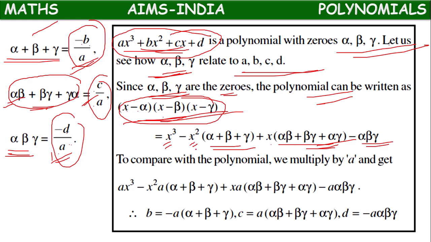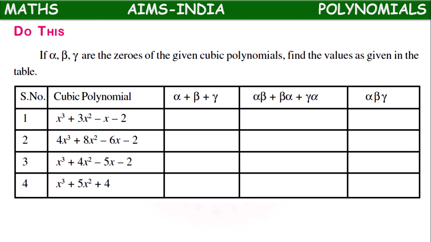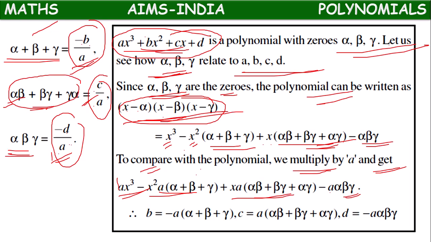So if we compare with the given polynomial, if you multiply all terms by a, it will become a x cube, minus x square, a into alpha plus beta plus gamma, plus x into a into alpha beta plus beta gamma plus alpha gamma, minus a into alpha beta gamma. Or instead of a, we can take a constant k. Constant k we can take.